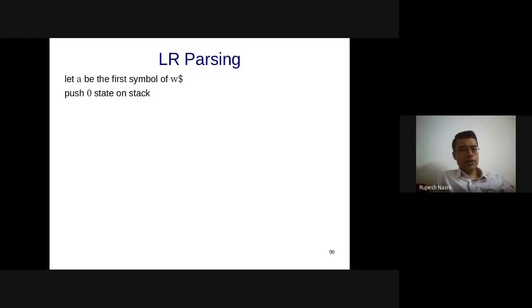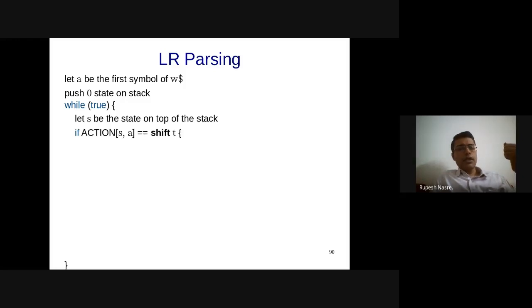So I0, we push on the stack. Initially we used to say that there is some bottom of the stack and so on. Here we are going to make use of the states. So until true we are going to loop through, and then there are different possibilities. If S is on top of the stack, that is the state you are in, and on the next input symbol the action is shift, right?